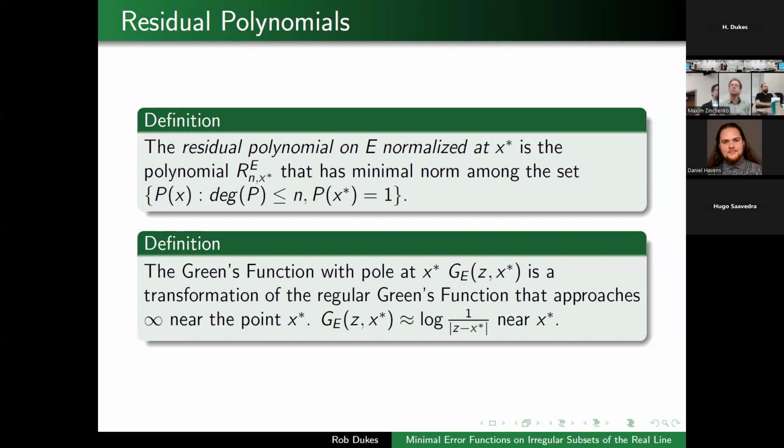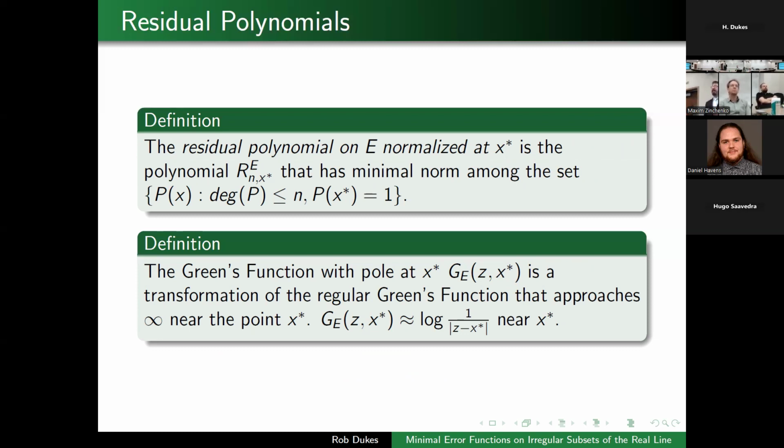A monic polynomial would start with z to the n. So if you divide out z to the n and then take the limit to infinity, you get 1. So in a sense, we can say a monic polynomial is normalized at infinity. We're doing this new version where we normalize at some other point, x star.